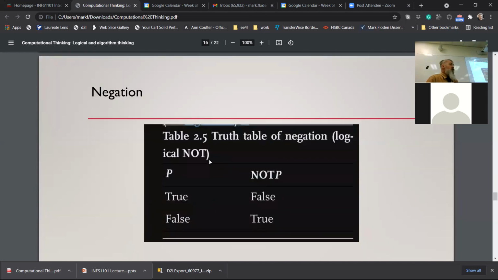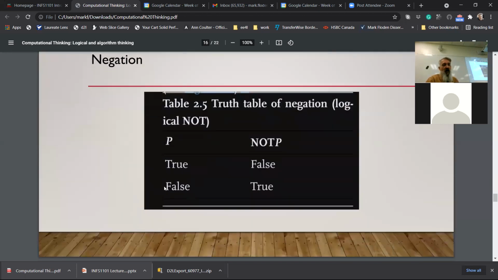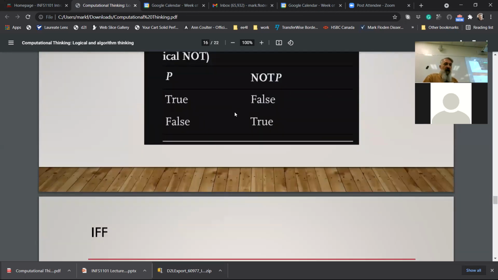Negation just reverses or inverts. If something was true and you negate it, then it's false. If something was false and you negate it, then it's true. So you can turn a false into a true by negating it. And obviously, if something's true and you negate it, it becomes false.